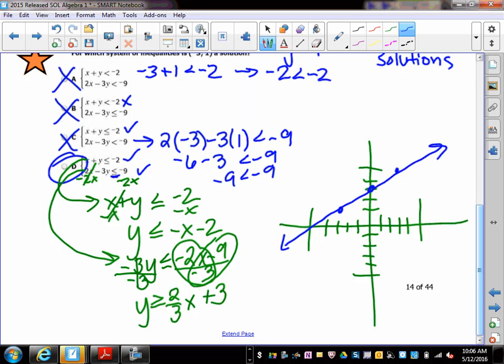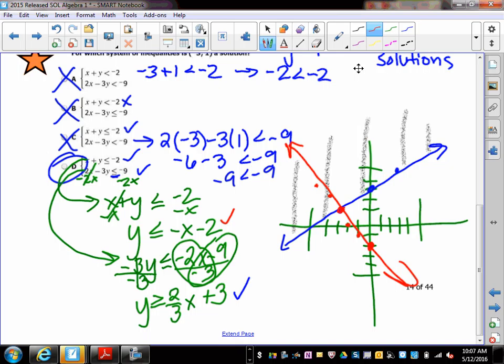And is this shaded above or below? Above. Good. It's greater than, so it's shaded above, in this direction. And so that was this one. Now let's do my other equation here. My y-intercept is negative 2. My slope is negative 1, so down 1, over 1. And this is also a solid line.